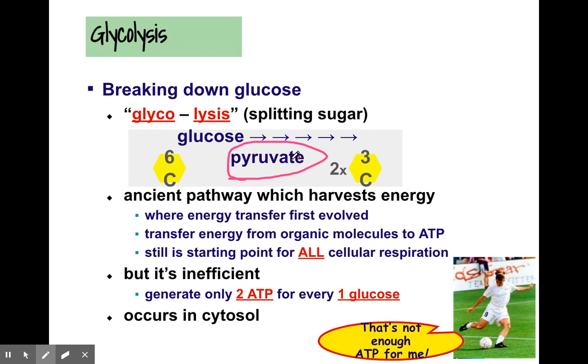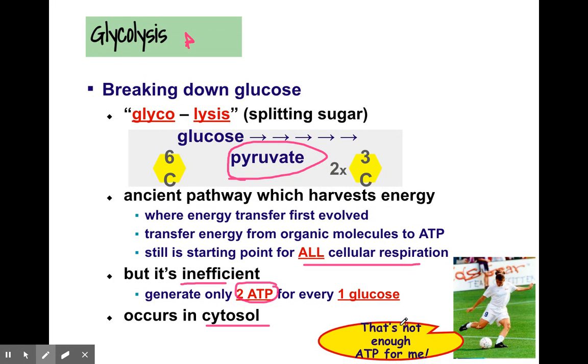One thing that is important about glycolysis is we split glucose, which is a 6-carbon sugar, into 2 3-carbon molecules called pyruvate. Now, it's an ancient pathway which harvests our energy, where energy transfer first evolved: the transfer of the energy from organic molecules to make ATP. And it's still the starting point for all cellular respiration, meaning that all organisms perform glycolysis. The only thing with glycolysis is that it's inefficient. It only makes 2 ATP molecules for every 1 glucose. And it occurs in the cytosol, which is also known as the cytoplasm.